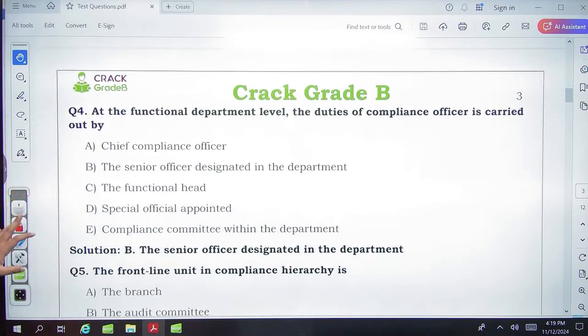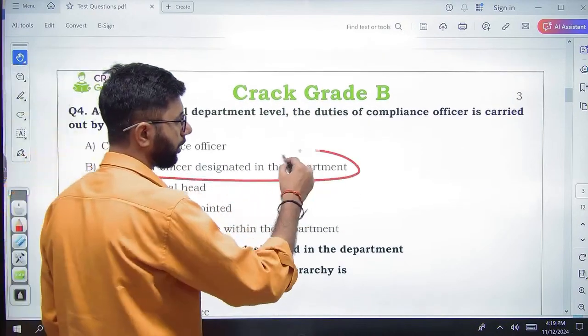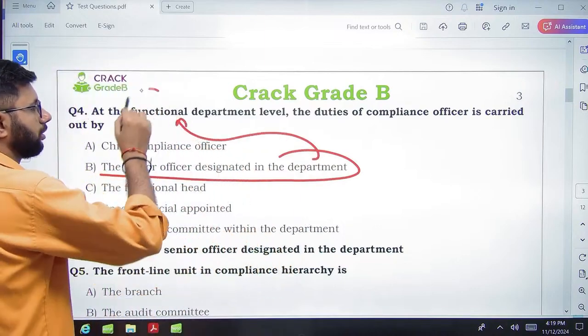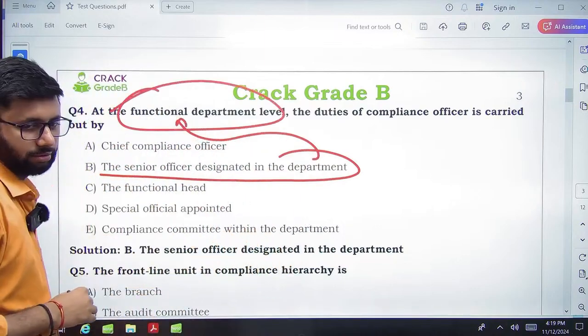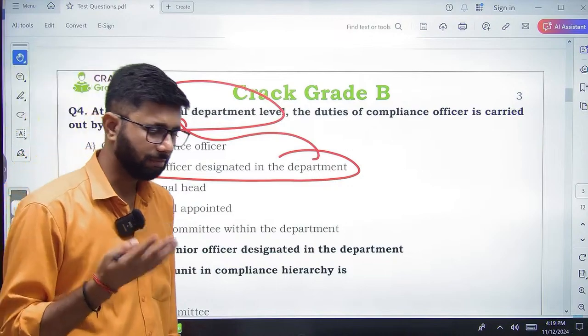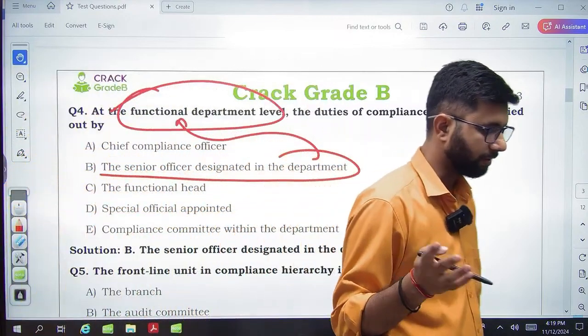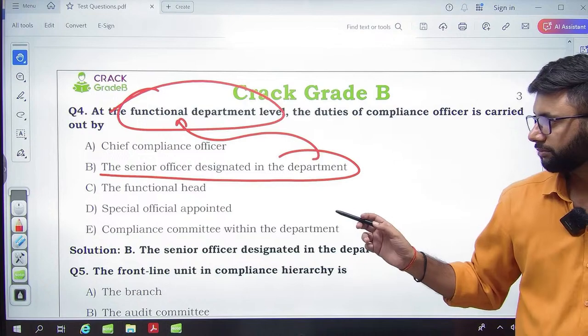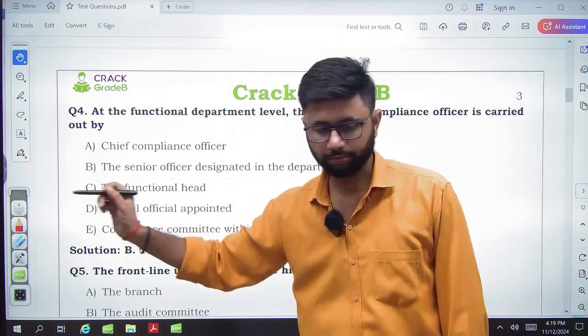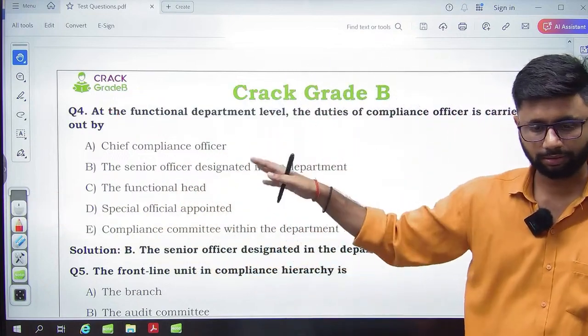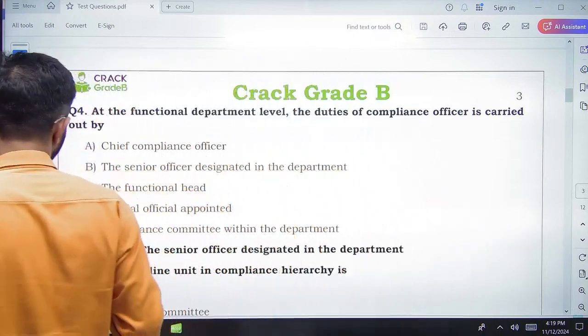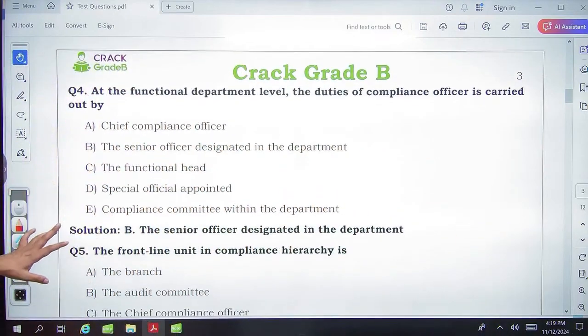Okay, simple question. Senior officer designated in the department will be focusing on making sure that the duties, the compliance is being followed in a timely fashion or not. I hope this is clear. At the top there is chief compliance officer, okay. The second level is senior officer designated in the department.